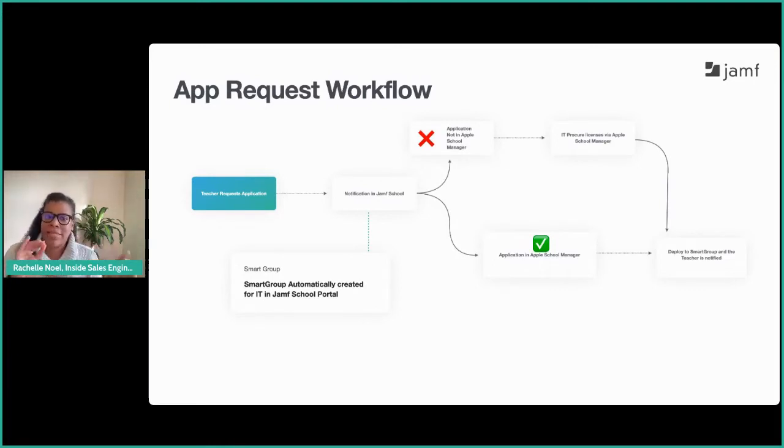Now, the license count dictates what you then need to do next. If you have the licenses available in Apple School Manager and Jamf School, you won't need to leave the console and can deploy it out to the smart groups. If you don't have the licenses, you need to log into Apple School Manager and purchase the licenses back into Jamf School for deployment.